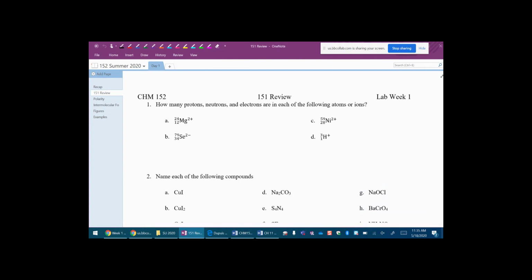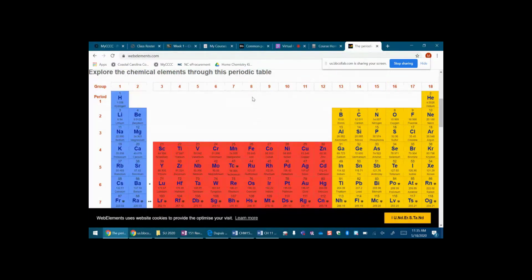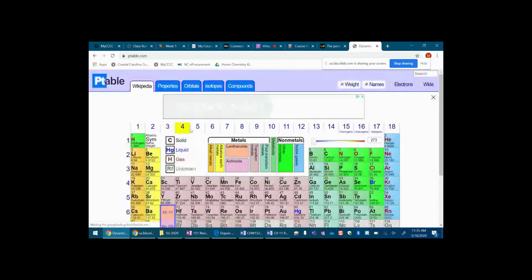All right. So, the review. Let's go to a periodic table. Now, there's a couple periodic tables out there. I have web elements up. There's this one. There's other ones. There's probably a bunch of periodic tables. They're very similar. There is a change. Let's see if I can get a different one.